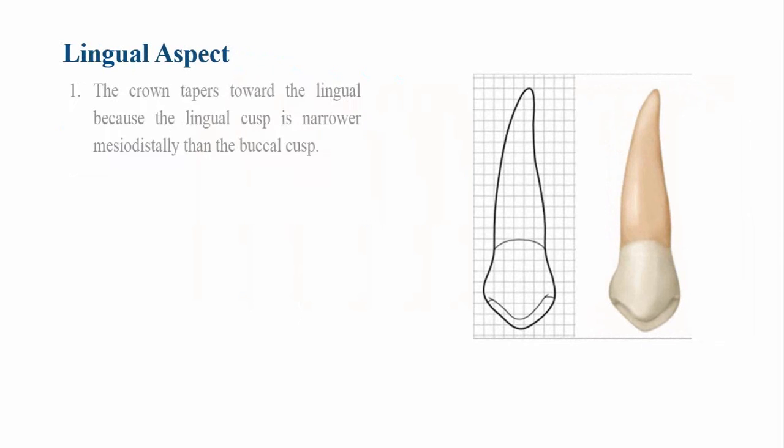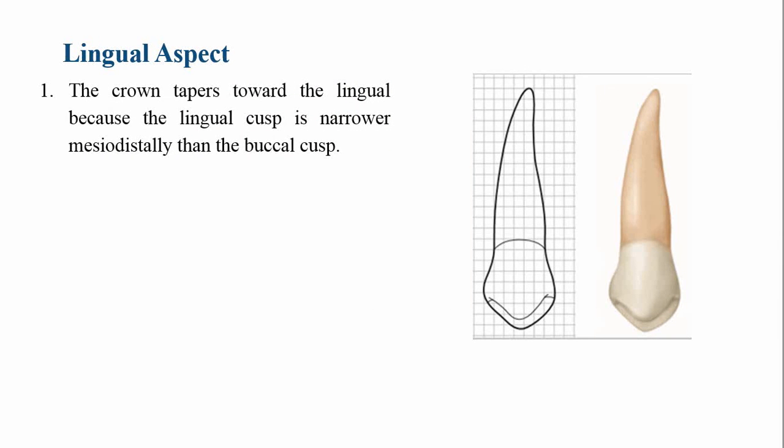Regarding the lingual aspect, the main features, of course, are the outlines. The cervical, mesial, and distal outlines are the reverse of those seen from the buccal aspect. The main feature is that the crown tapers toward the lingual. So the crown shows lingual convergence. It's narrower lingually than it is buccally. Regarding mesiodistal dimension, the lingual cusp is narrower mesiodistally, as you can notice here, compared with the buccal cusp. Why? Because the lingual cusp developed from a single lobe, not like the buccal cusp, which developed from three lobes.